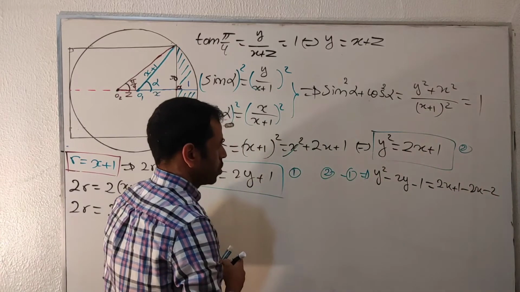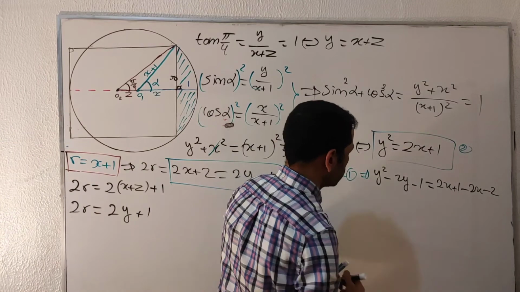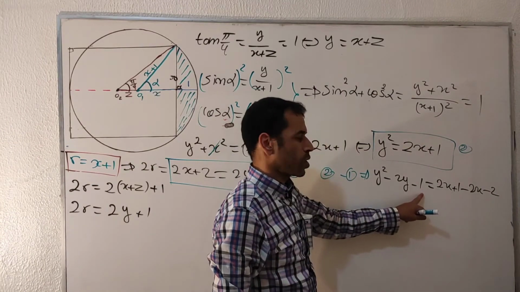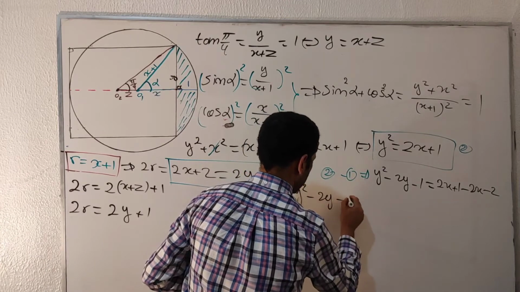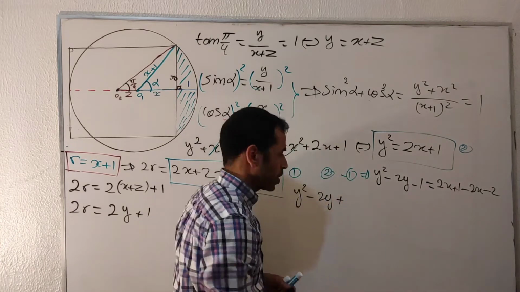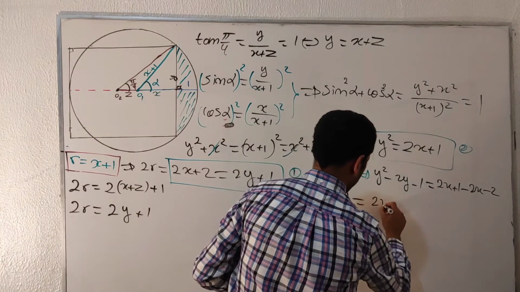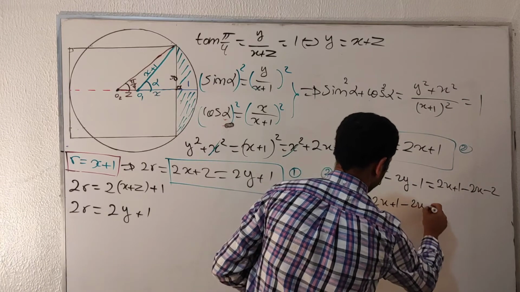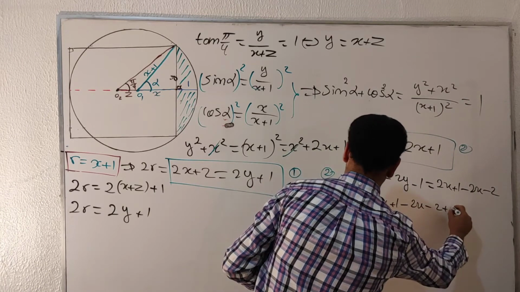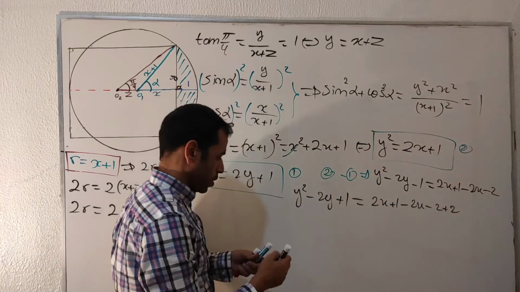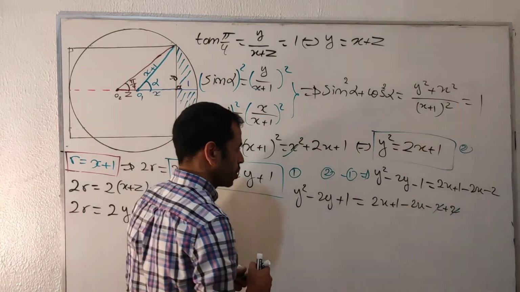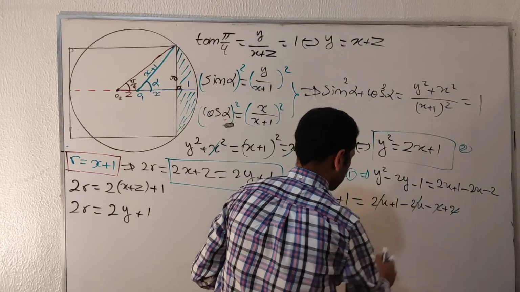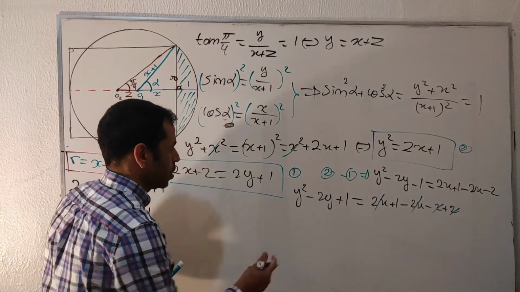Then I'm going to add 2 on both sides here. I get y squared minus 2y, and if I'm adding 2 here, I get plus 1 equals 2x plus 1 minus 2x minus 2 plus 2. This plus 1 minus 2 will be cancelled out. Then this 2x and minus 2x will be cancelled out. So I will be left.